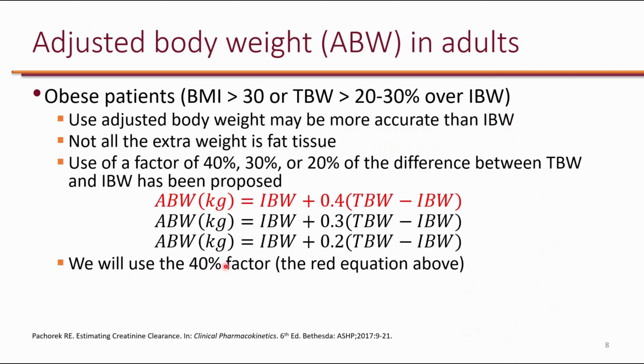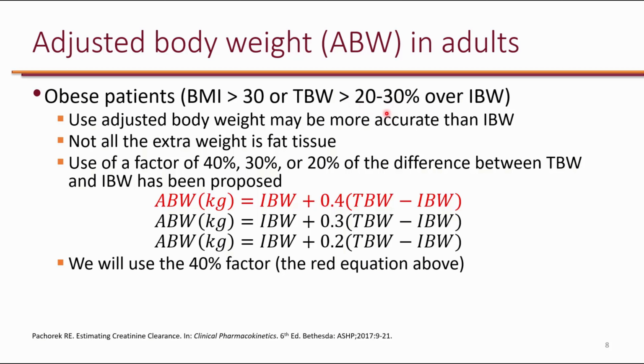For patients who are obese, and obese is defined as a BMI of greater than 30, or a total body weight that is at least 20 to 30% over ideal body weight. The reason there is a range here is because different studies have used different cutoffs. Some studies have used 20 as the cutoff, and some studies have used 30. Again, there is no universal guideline on how to do this, but these are the ranges that are typically used in clinical practice.